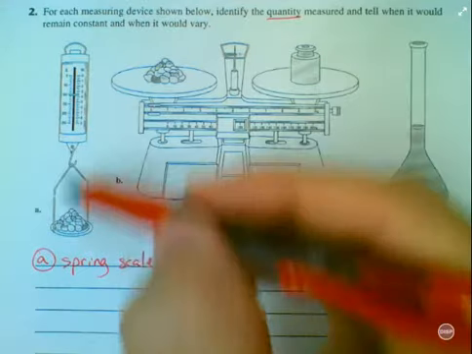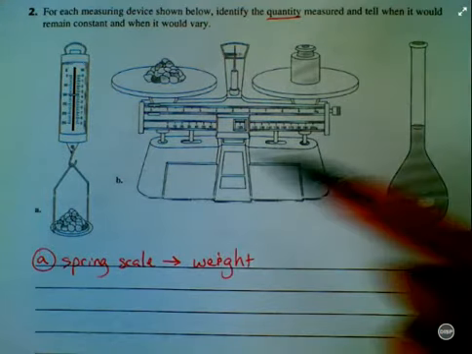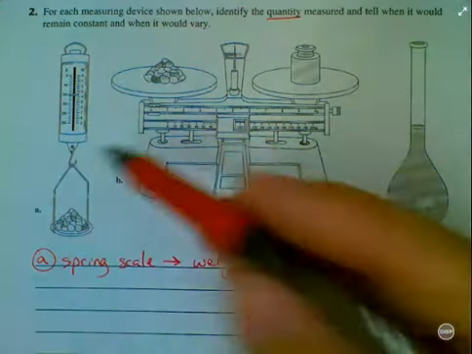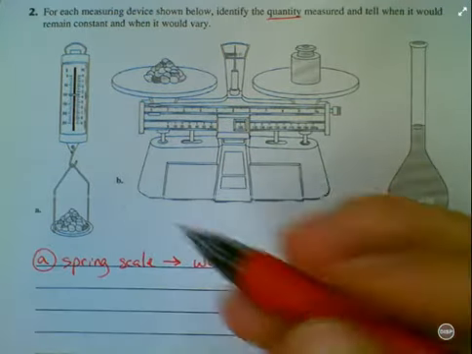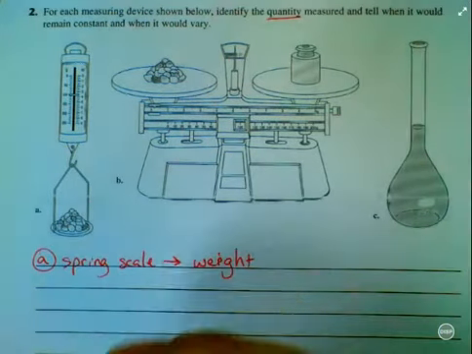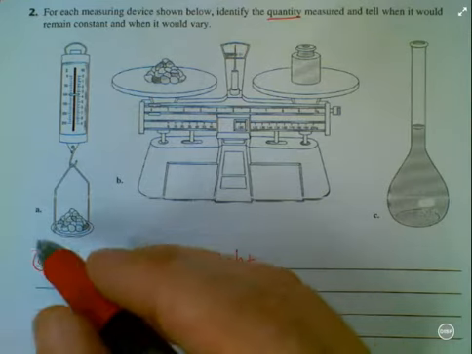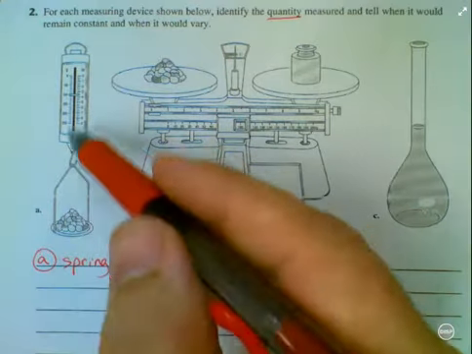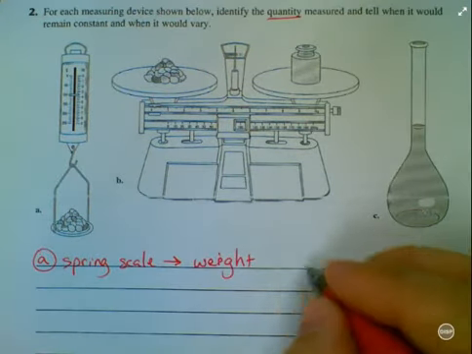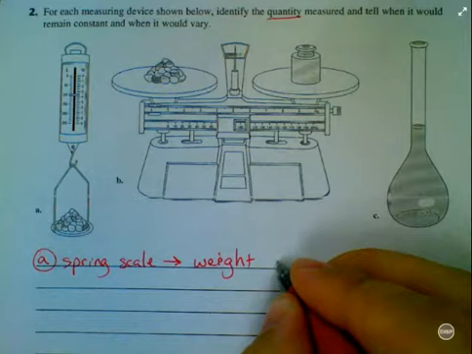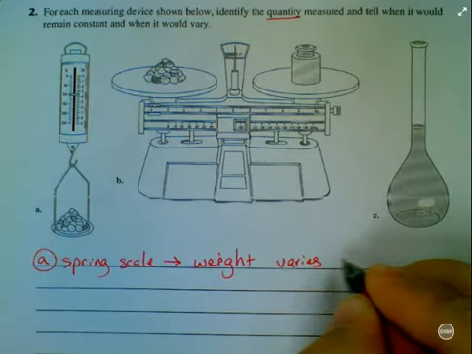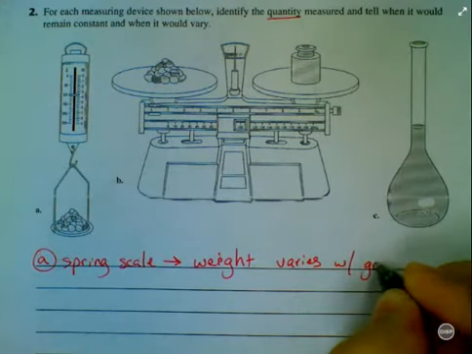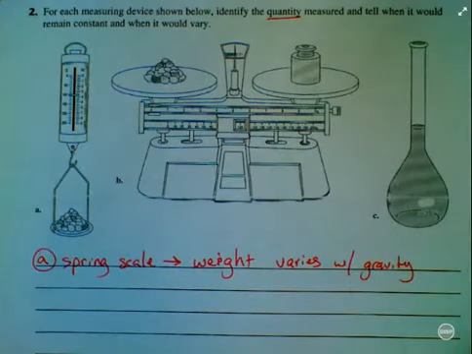Because notice we have the spring scale, we have the same amount of gravel or whatever this is, beans, I don't care. The same amount of stuff here. The amount of stuff is not going to change. However, if we take this sample and this spring scale and we move it to the moon, the weight is going to be much less. If we take it to Jupiter, it's going to be much more. And so, we can say that weight varies with gravity.